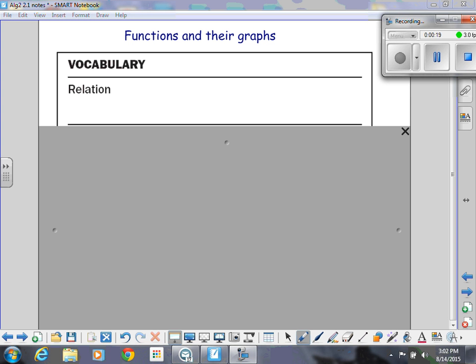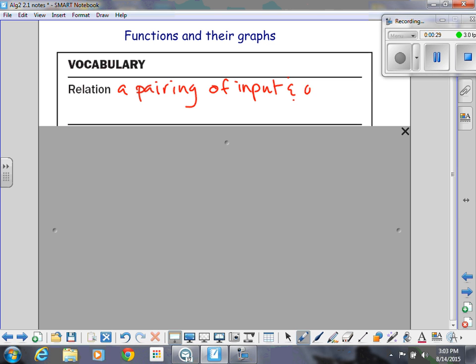First, a relation. All that is just a pairing of input and output values. Another way to say that, you could say it's a pairing of two events. For example, if I wanted to see if age and height had any kind of relationship, I'm just relating those two things together. So that's all a relation is. Whenever we collect data, that's what we're doing. We're trying to record two different things and see if they have a relationship.